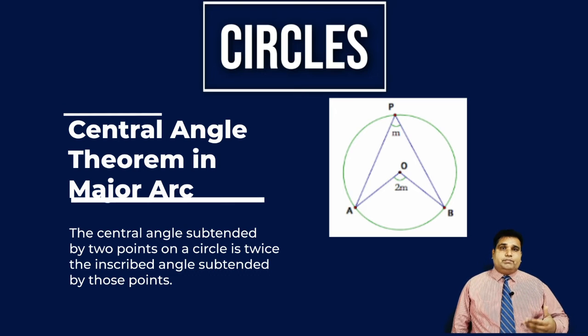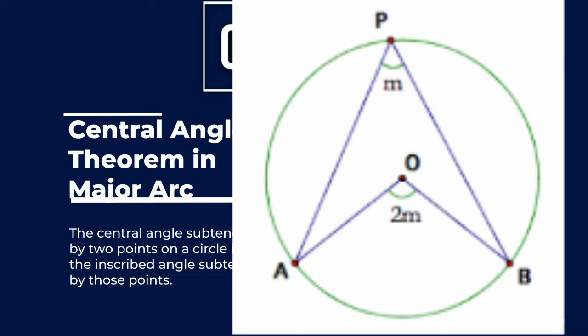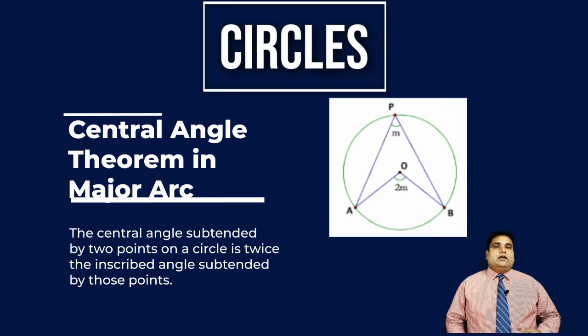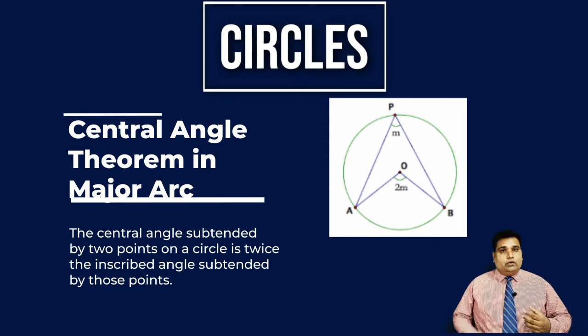So the central angle AOB, the angle formed by the points A, B and O, will be whatever value it comes to. Let's say the value is given as 2m, then the value of APB will come to half of that. So we can always say that the central angle subtended by 2 points on the circle is twice the inscribed angle subtended by the 2 points. Angle APB is the inscribed angle and angle AOB is the central angle. The inscribed angle is always half of the central angle, but this is the case only and only for the major arc.